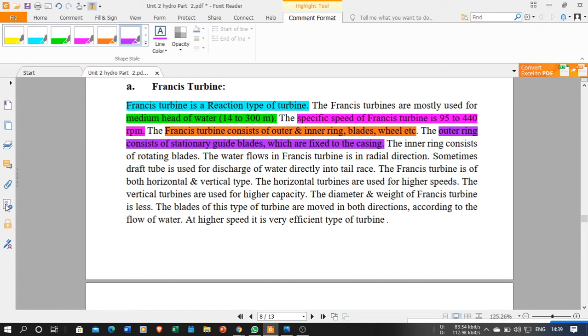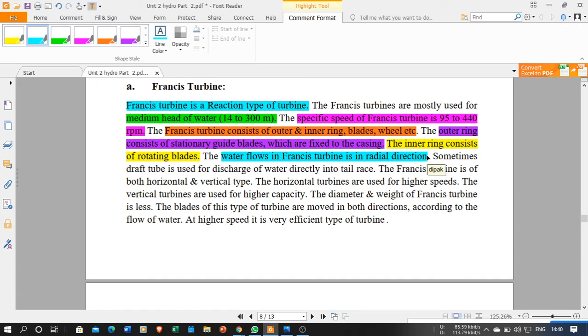The inner ring consists of rotating blades. In the inner ring there are rotating blades, movable blades. The water flow in the Francis turbine is radial in direction. In case of your Pelton wheel the water flow is tangential. In case of your Francis turbine it's radial. The water flow in the Francis turbine is radial in direction.